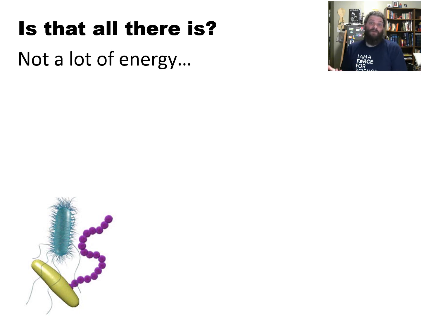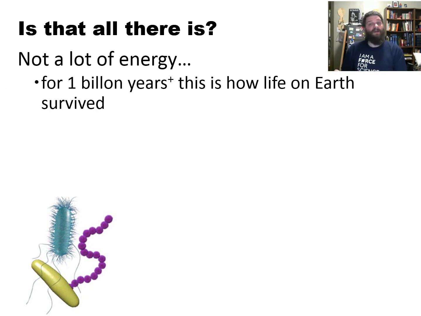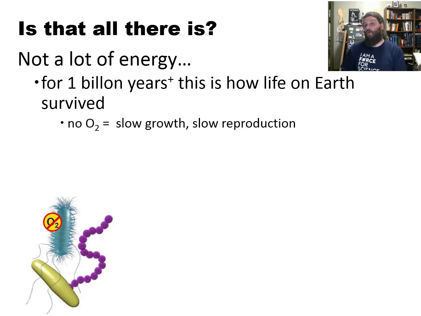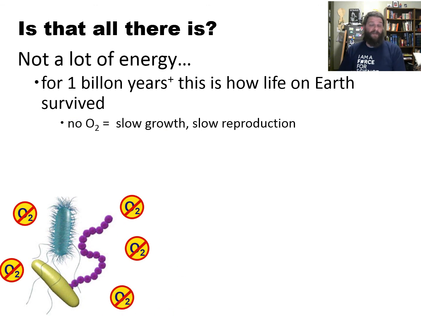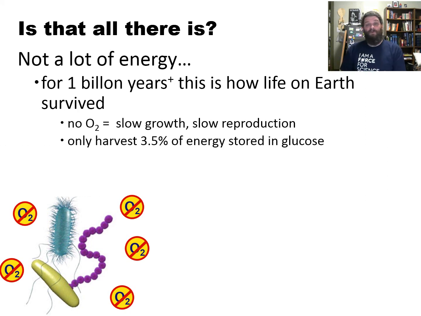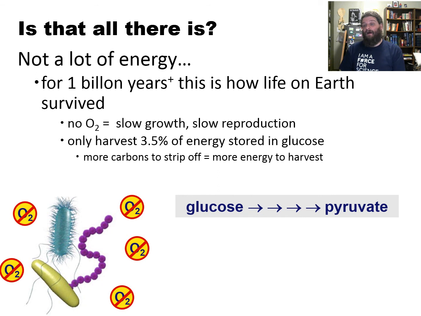But that's not a whole lot of energy available that we're getting anaerobically, but that's really how all these primitive organisms, that's all they really had to work with, because there was no oxygen in the atmosphere. Their Krebs cycle and electron transport did not evolve, couldn't evolve, and that slowed down growth and reproduction, and indeed evolution was slowed because we were only getting about 3.5% of the energy out of glucose when it's broken down. That 6-carbon glucose is broken down into 2 3-carbon pyruvate molecules. There's more carbons to break apart there. There's more energy to get out of that molecule.